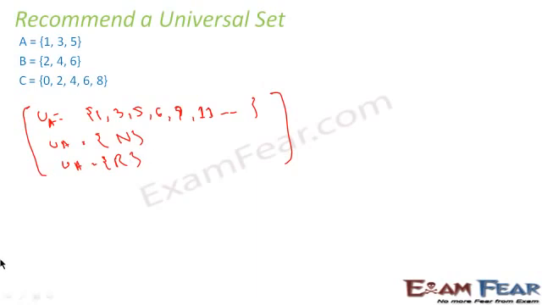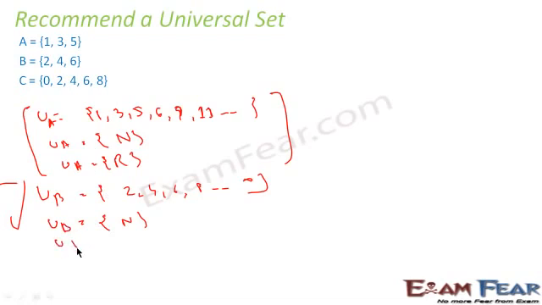Similarly for set B, the universal set I can say is 2 4 6 8 till infinity. This can be all even numbers, or you can also say all natural numbers, because 2 4 6 are also natural numbers. It's a smaller set of the natural numbers. Or here also you can say all real numbers, because all these are real numbers. So universal set is nothing but a bigger picture.